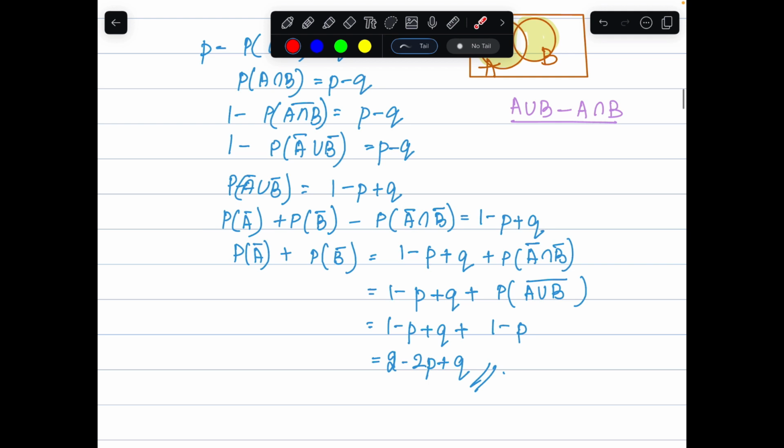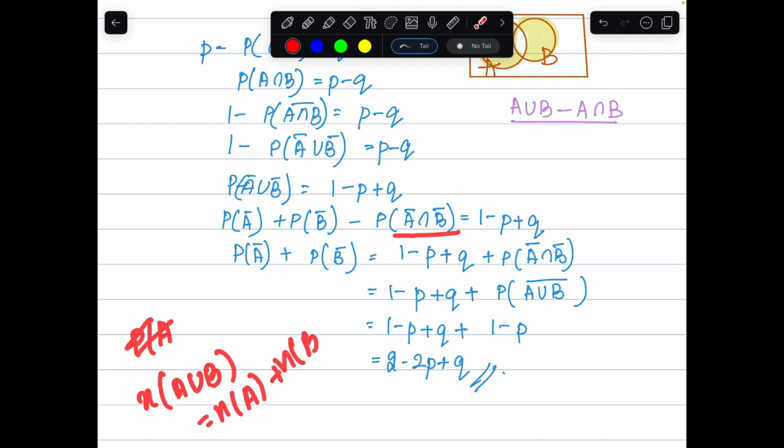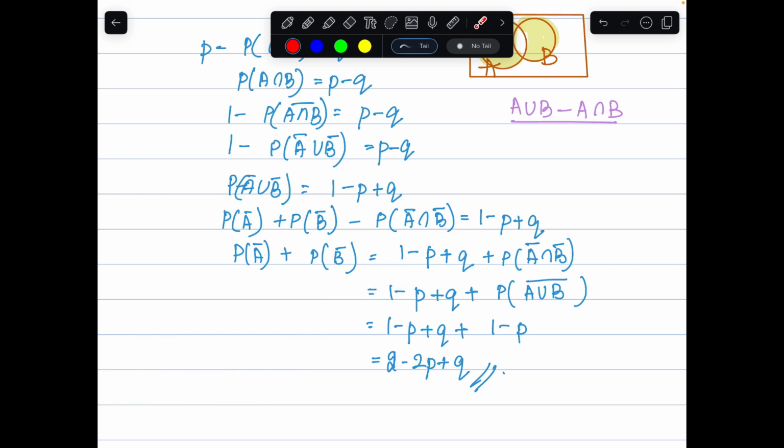Now keep on taking all the variables and numbers to the other side. Now I am opening this. Since it's a union, you have to apply the set property, that is P of A bar plus P of B bar minus P of A bar intersection B bar, which is nothing but this one. In number form we used to do n of A union B is n of A plus n of B minus n of A intersection B. Set theory. I have applied that and it works with probability as well.